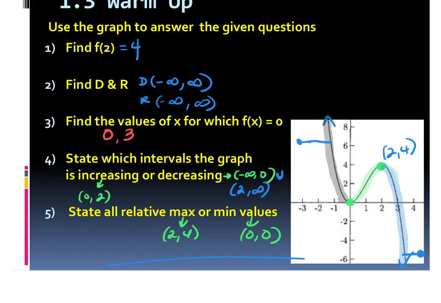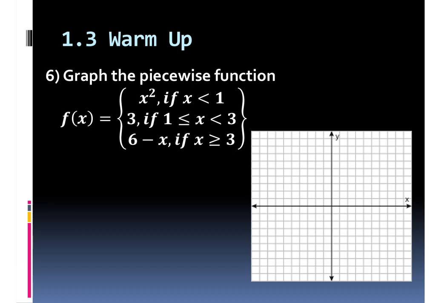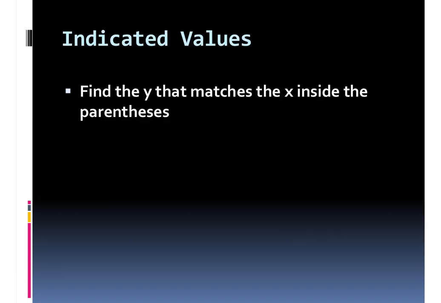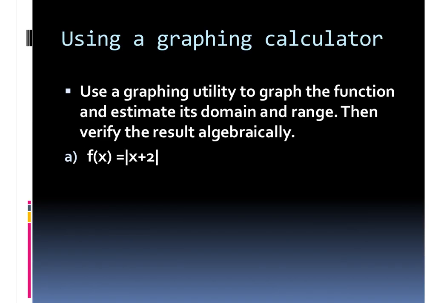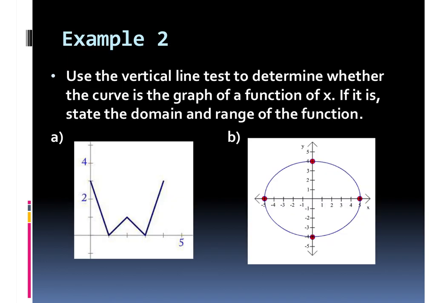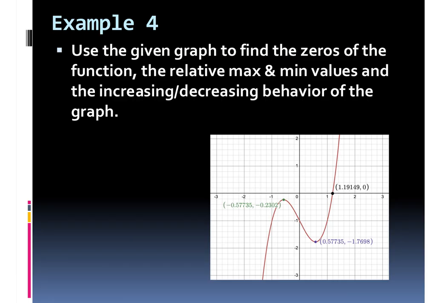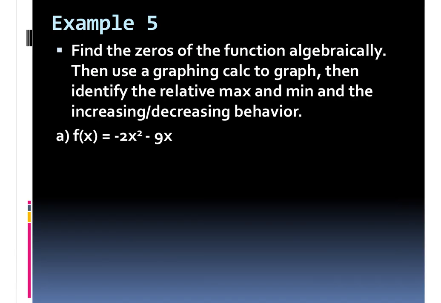Questions on any of that? Because it kind of wrapped up what we did yesterday, or what you should have done yesterday. Okay, so let's jump back to the notes. We're going to save this slide for tomorrow. So this is what we talked about yesterday: domain and range, indicator values, the graphing utility, vertical line test, zeros, increasing, decreasing, max and min, and you should have gotten to there.